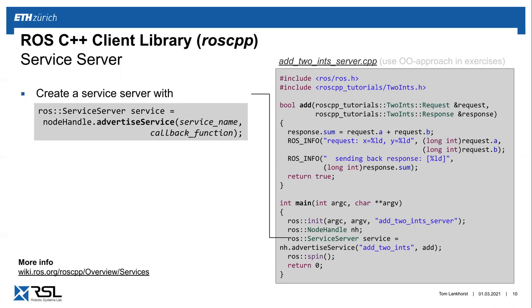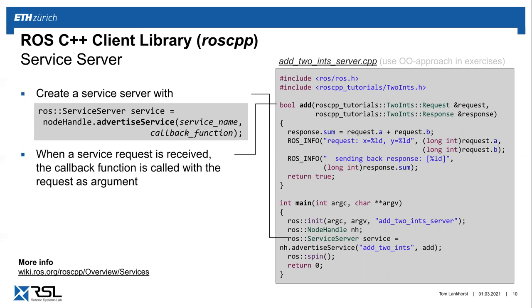The essential thing to do after initializing the ROS node and the node handle is to create a service variable. The service variable can be created by calling the advertiseService function on the node handle. The first parameter of the advertiseService function is the name of the service. And then the name of the callback should be the second argument to the advertiseService function. Now this callback has two parameters. The first parameter is the request.